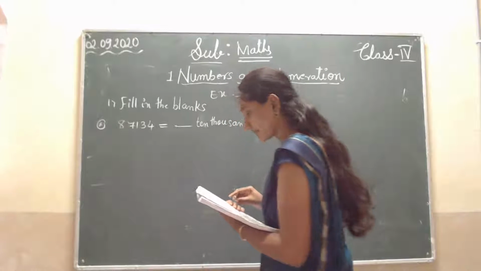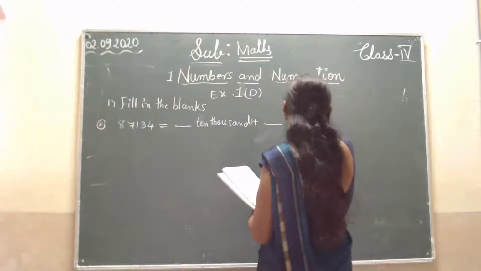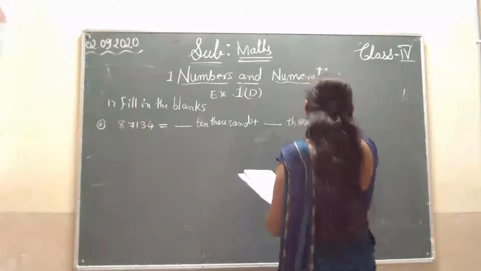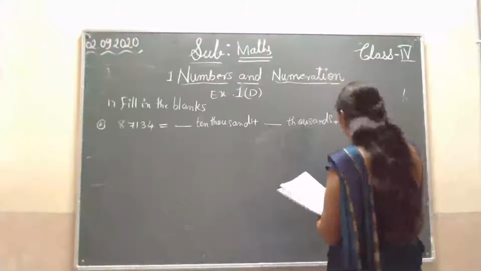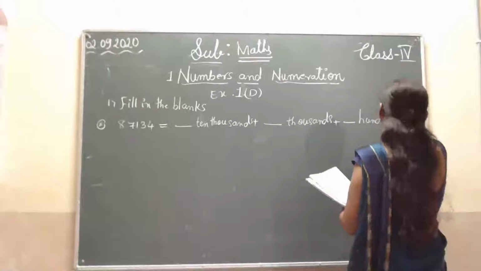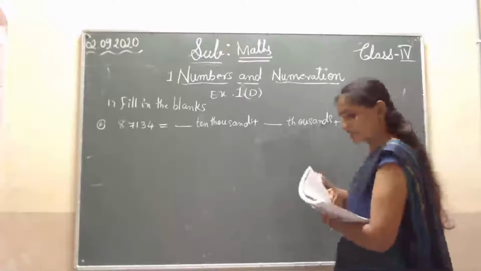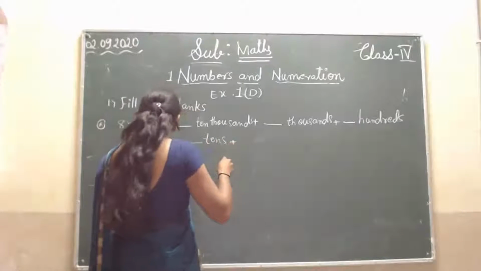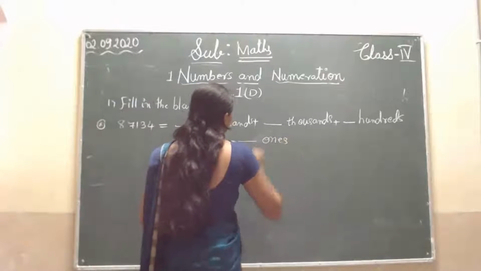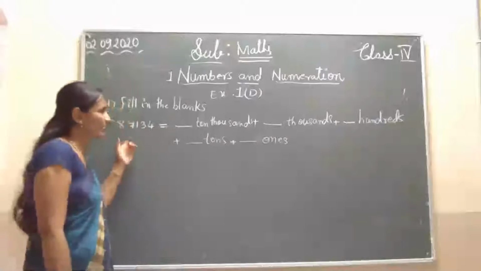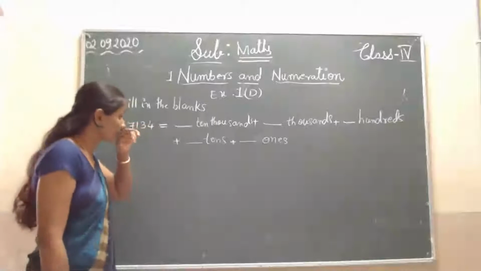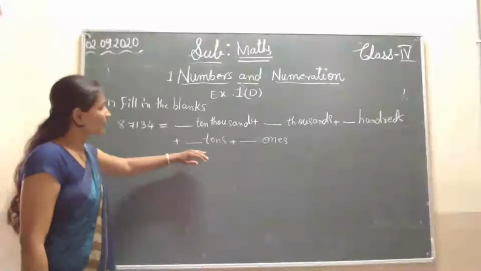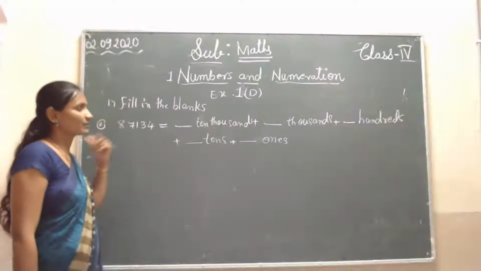10,000 plus dash thousands. Students, next is 100, that is the place value hundreds, plus dash tens, dash ones. Yes, students, the numerals are already given. So what is the value of 10,000? What is the value of 1,000? What is the value of 100? Then what is the value of the tens and ones? Just compare these 5 digit numbers.